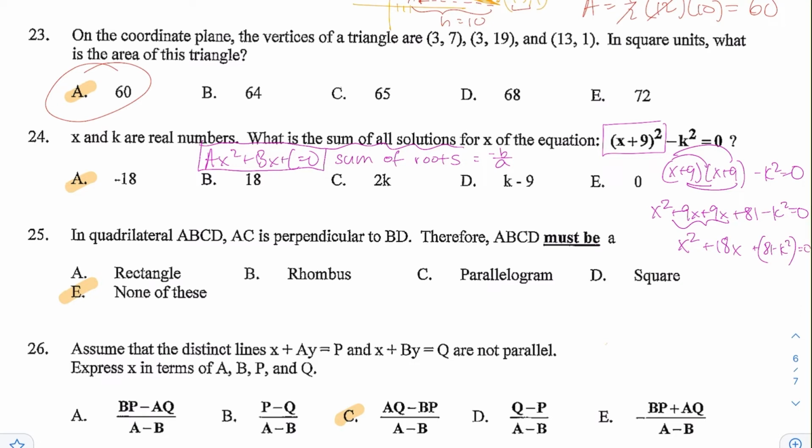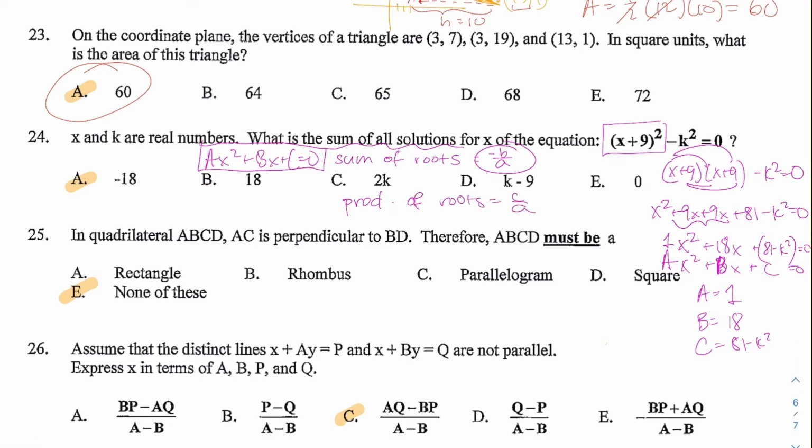So here you have ax squared plus bx plus c equals 0, where a is equal to 1. There's that invisible 1 there. B is equal to 18. And c is equal to 81 minus k squared. Now for the sum of the roots, that's negative b over a. The product of the roots is c over a. So we want to use the negative b over a form.